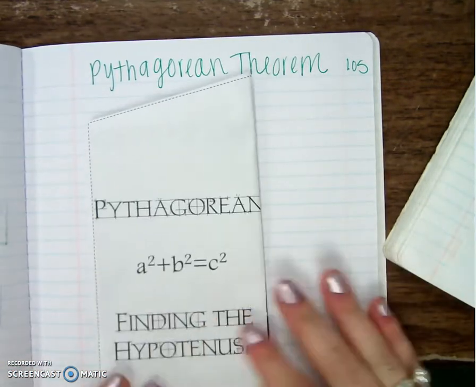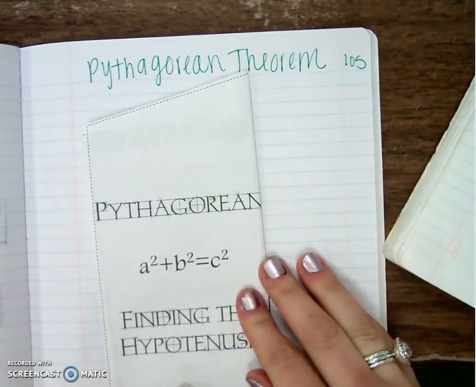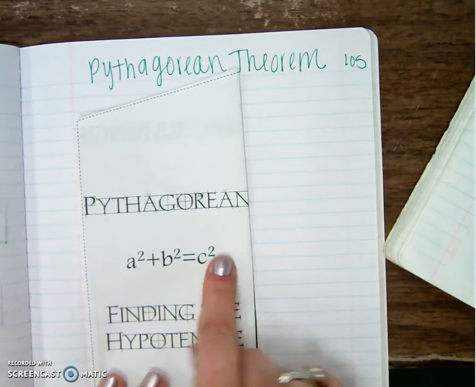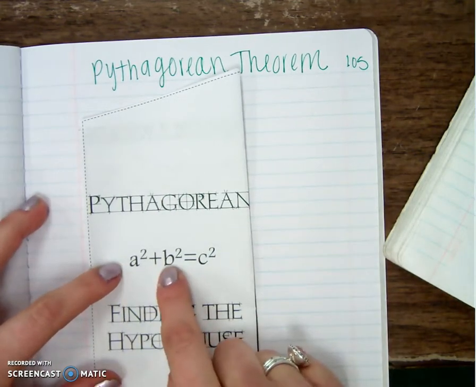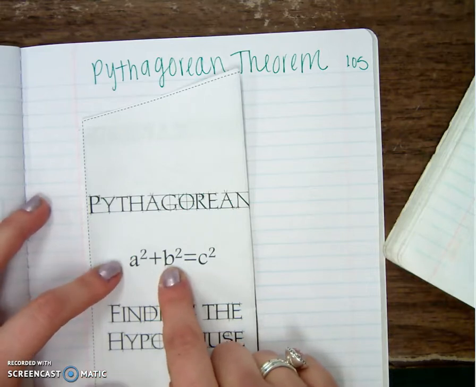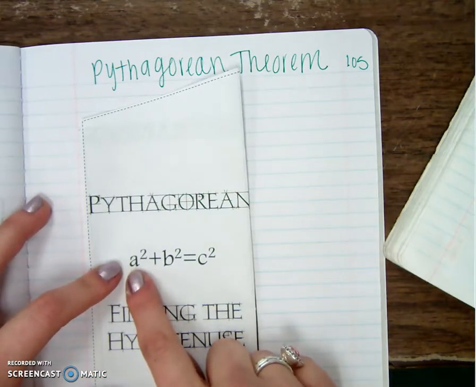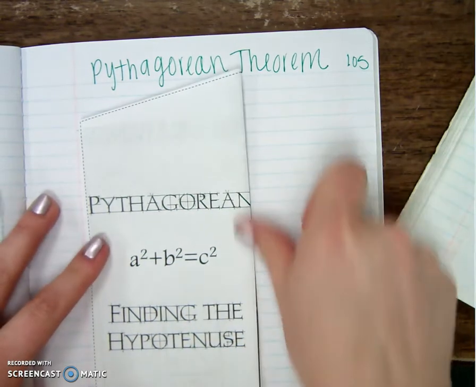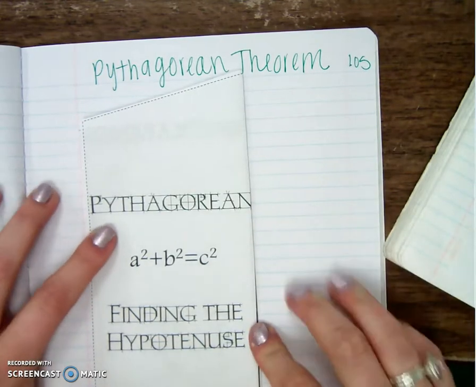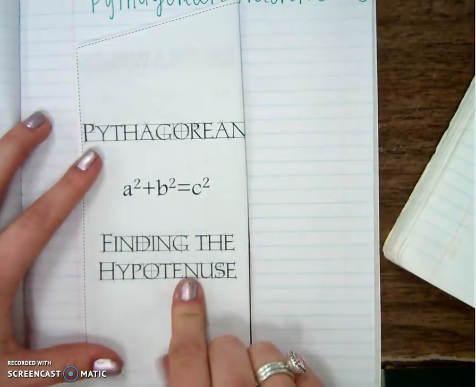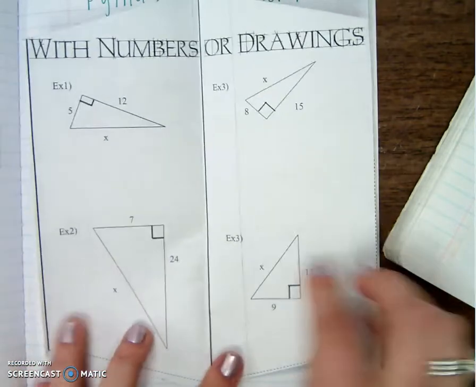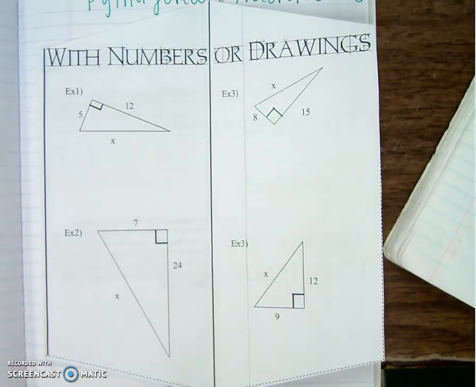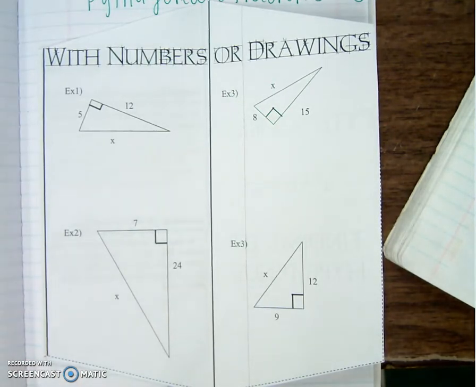Okay. So we're looking at the Pythagorean Theorem. So we know that this is going to be a squared plus b squared equals c squared. A and b are both the shorter sides of our triangle, and they're going to be called our legs, where c is that hypotenuse, referring back to what we did in the last lesson. Today we're just going to be focusing on finding the hypotenuse. Okay, so let's open to finding the hypotenuse with numbers or drawings. Okay? All right, example 1.